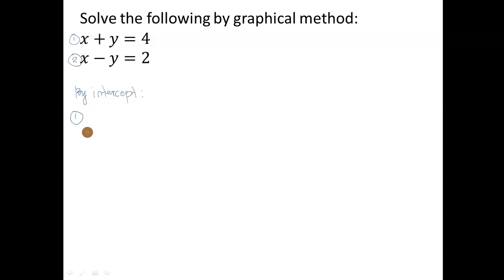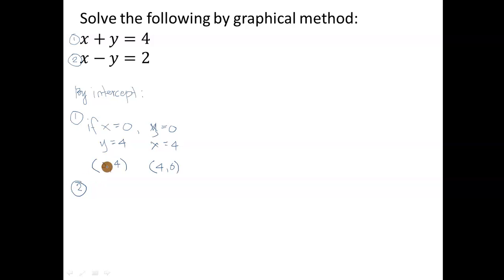in equation 1, if x is equals to 0, your y will be equal to 4. And if y is equals to 0, x will be equal to 4. So the coordinates of this is 0 and 4. This one here is 4 and 0. Laging nauuna yung coordinate ng abscissa, yung x coordinate. Okay? Kapag inalalagay mo siya sa isang coordinate point.